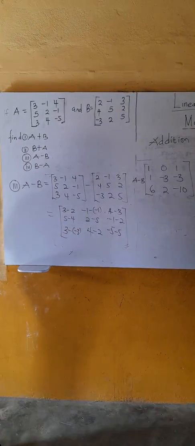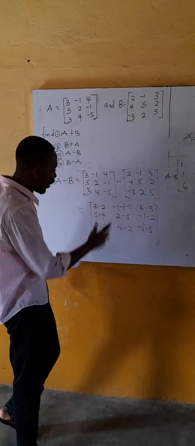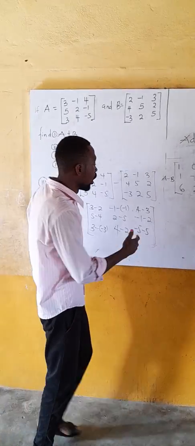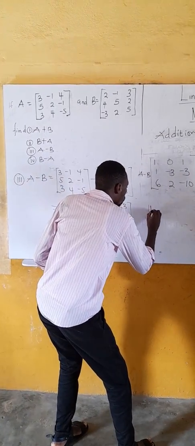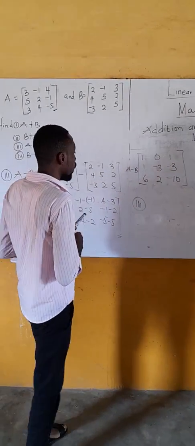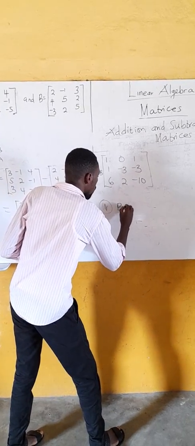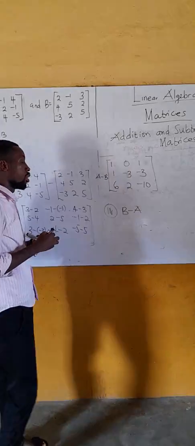I hope you get that. Just go over it. It's not anything difficult. The first to first, second to second, third to third. That's all. Now let's solve the fourth one actually, which is B minus A.